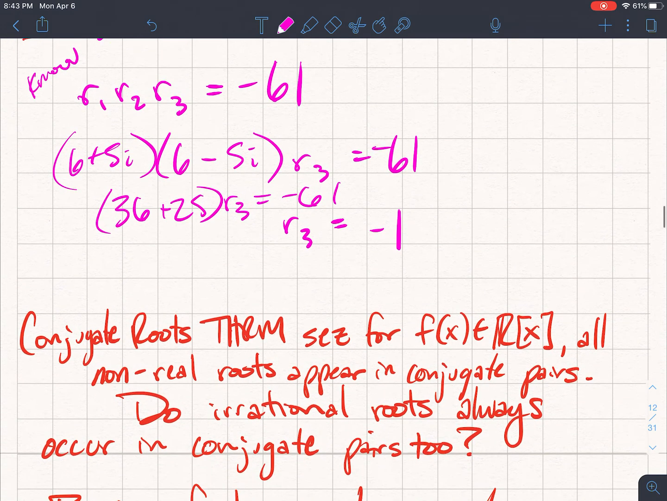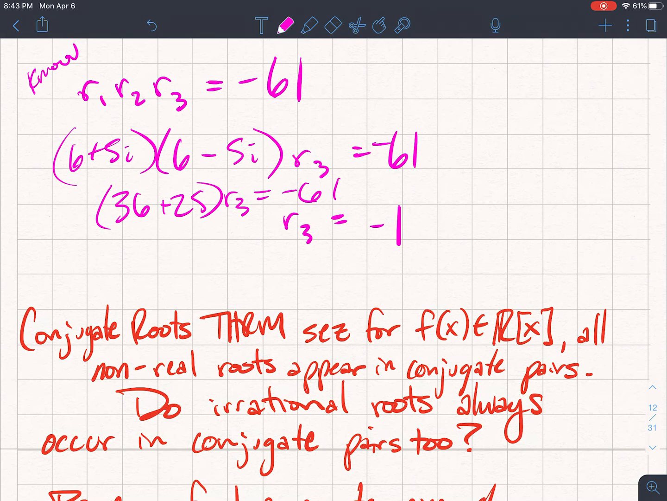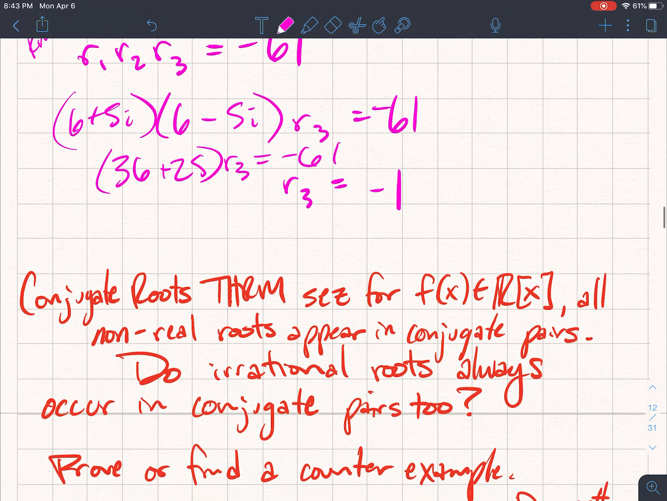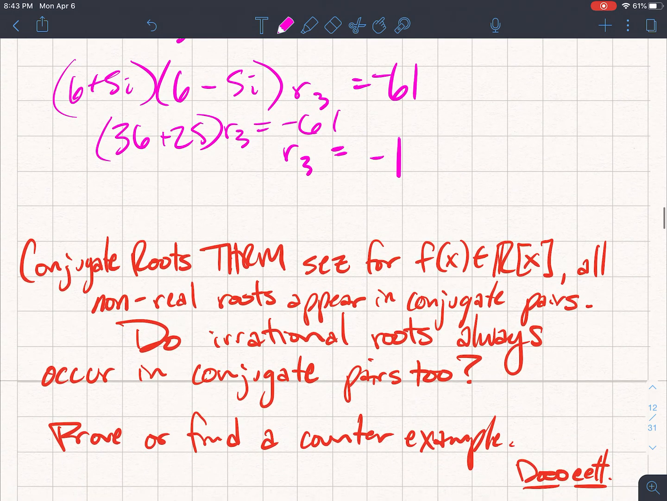That's nice. That's lovely. The conjugate roots theorem says that for all polynomials with real coefficients, all the non-real roots appear in conjugate pairs. Do irrational roots always occur in conjugate pairs? It's a question. Pause the video, think about it. Either prove that irrational roots always occur in conjugate pairs, or find a polynomial that has an irrational root that doesn't appear in a conjugate pair. Pause the video, prove it, or find a counterexample.